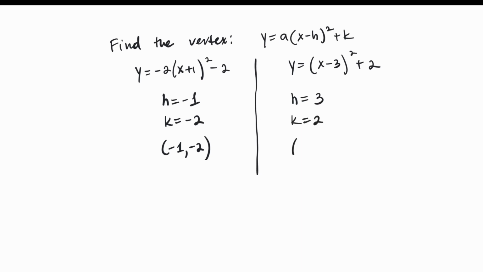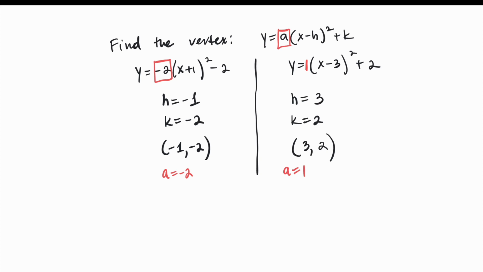So the vertex is at (3, 2). There's a couple of other things you can figure out from just looking at the equation, specifically looking at the a. A is this number here in vertex form. So a here in the left example is negative 2, and a in the second example is 1. The sign of a tells you which way the parabola opens.